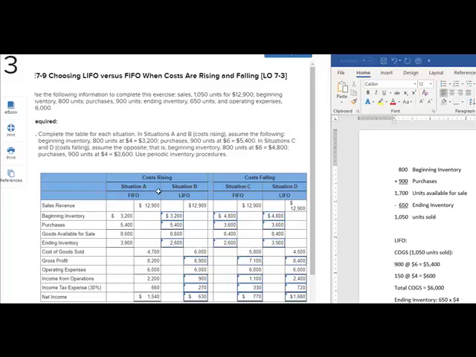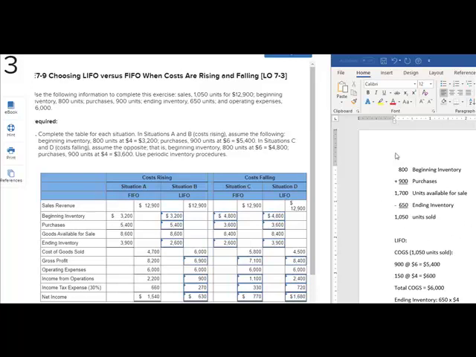But where LIFO and FIFO are different is how we allocate this total cost of goods available for sale to ending inventory and to cost of goods sold. And I think it's easier to always figure out cost of goods sold first. And I actually would probably do this problem on paper. I think it's easier to do it on paper.